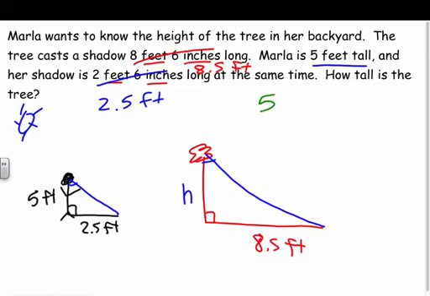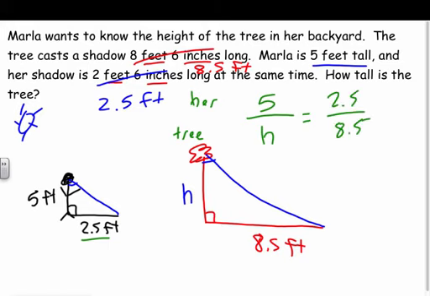Well, I'm going to put her height over the height of the tree because they correspond. And then I'm going to put her shadow, right? Because I got to have her stuff on top and the tree on bottom, or vice versa. Tree on top, her stuff on bottom. It's got to match up though. So then her shadow on top over the tree's shadow. And then we take the cross product.